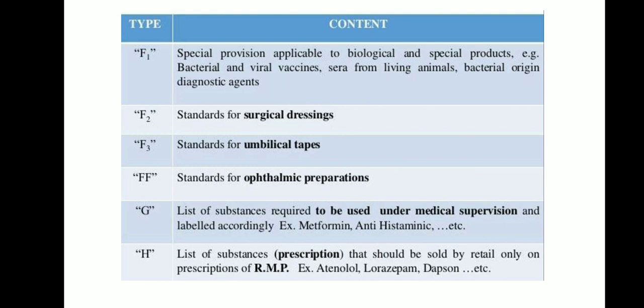Now Schedule G is the list of substances required to be used under medical supervision. Schedule H, this was a question that we have to give: the list of drugs which should be sold by retail only on the prescription of a registered medical practitioner. That is Schedule H. Schedule G and Schedule H, you have to differentiate. Schedule G is the list of substances to be used under medical supervision. Schedule H is the list of substances that should be sold under prescription of an RMP.